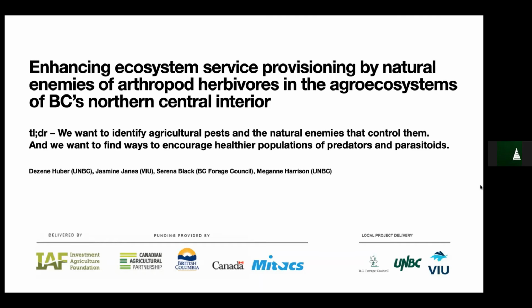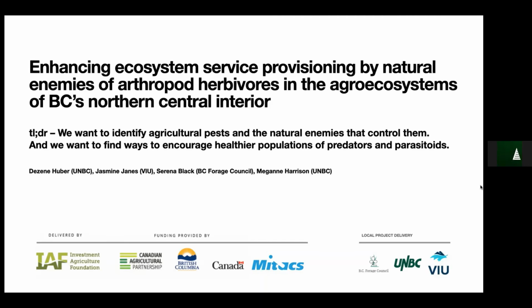What I put in the very top title there is the MyTax title that we use, and it's sort of jargony, but I'm going to read it anyhow and try to explain it as I go. Enhancing ecosystem service provisioning by natural enemies of arthropod herbivores in the ecosystems of BC's northern central interior. So ecosystem services is a sort of jargony way of saying the things that organisms do for us in nature. So sometimes we might think of things like flood control with trees, or slope stability, for instance, sometimes noise abatement, pollinators, of course, seed dispersal.